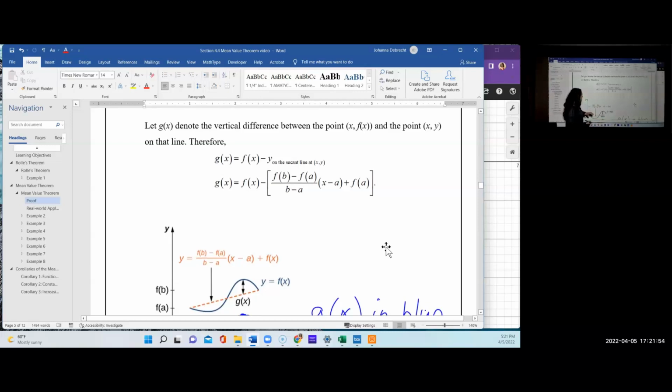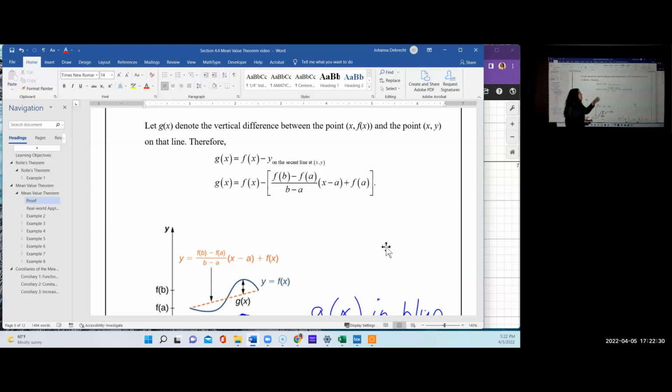When we're looking at our graph, we're looking at defining this vertical distance between the secant line itself, which we just found the equation of, and the curve, which is f(x). Whatever this vertical distance is, that's going to be the y value of our g function. Whenever f(x) touches or crosses the secant line, there's no vertical height. So the y value on g at those points would be 0.